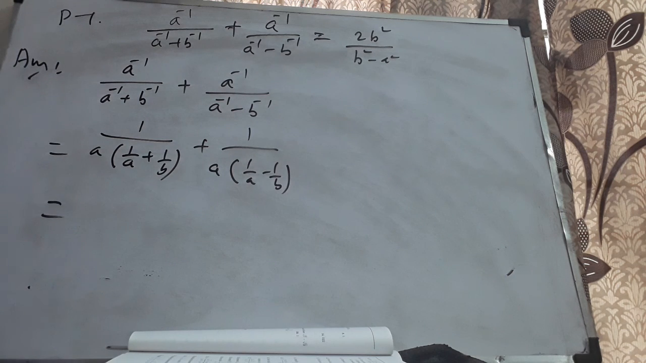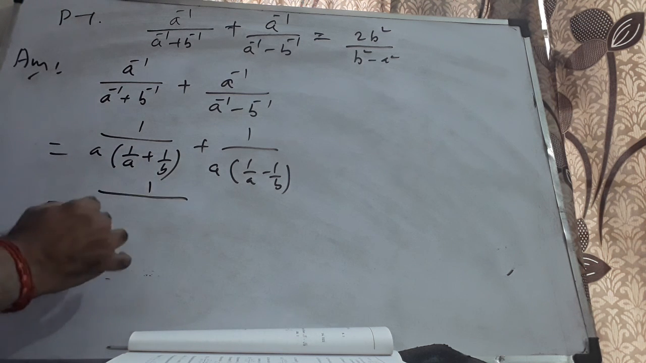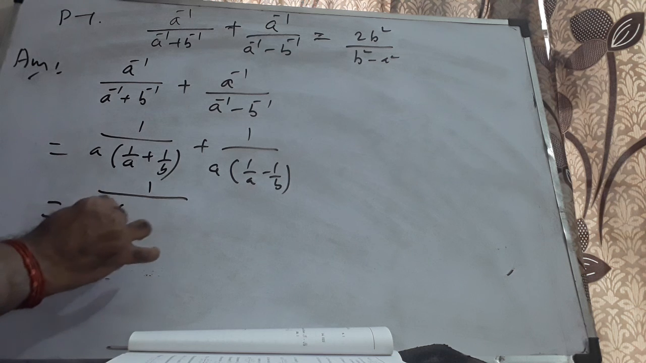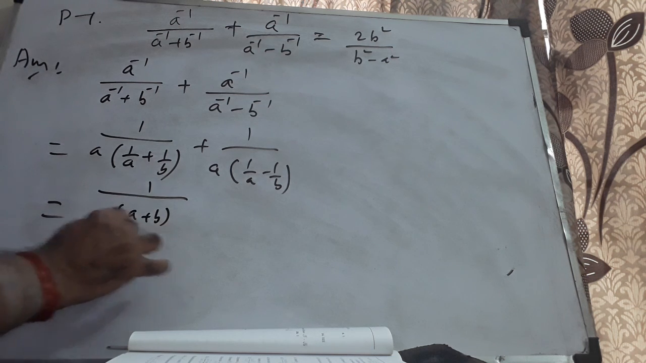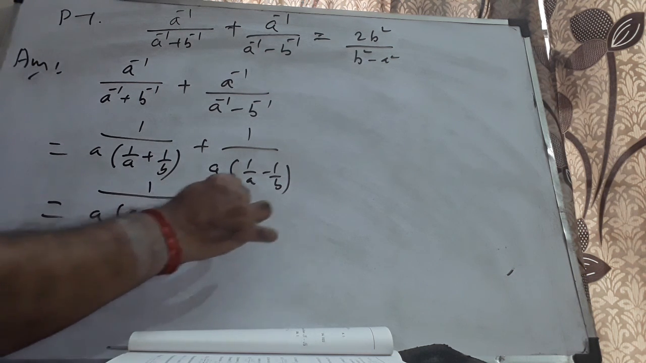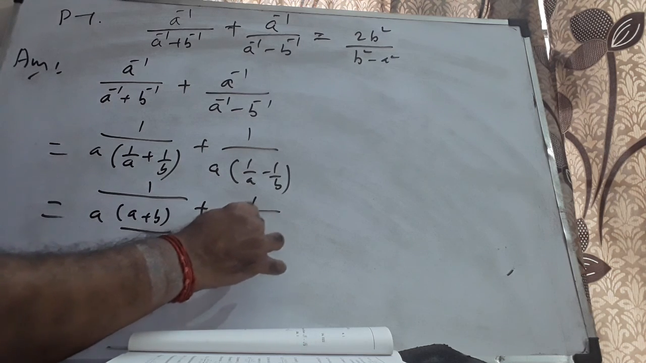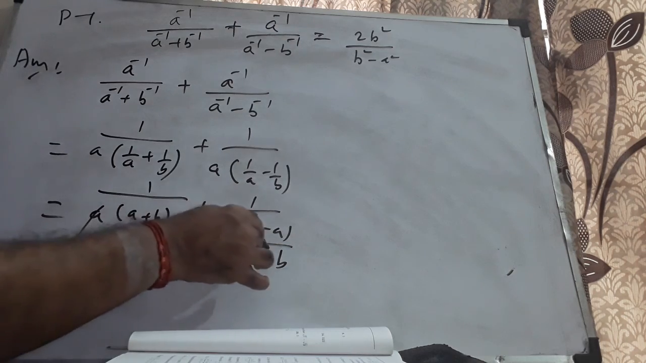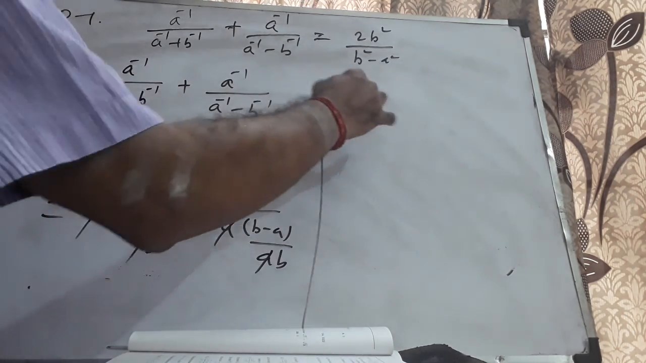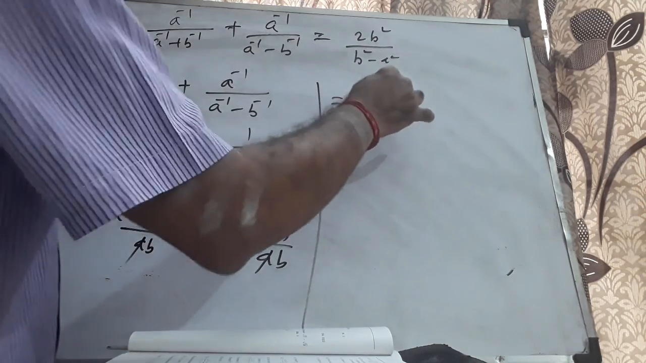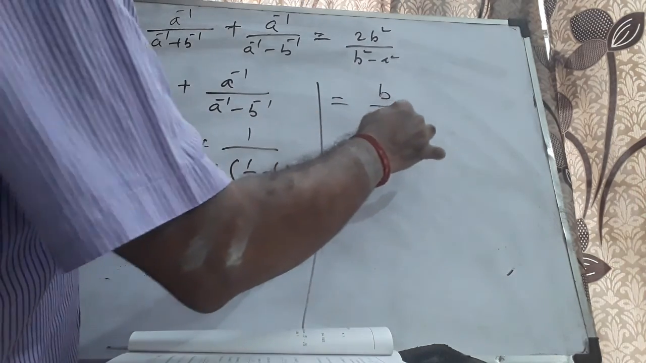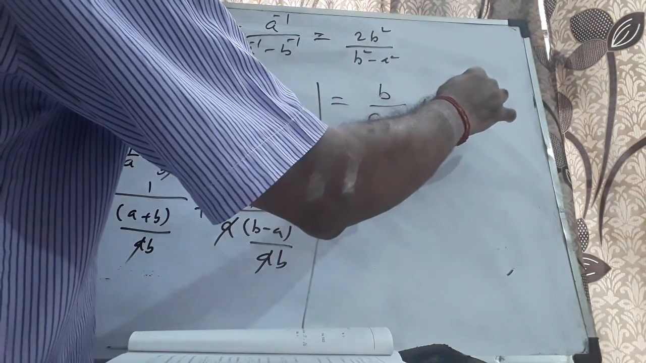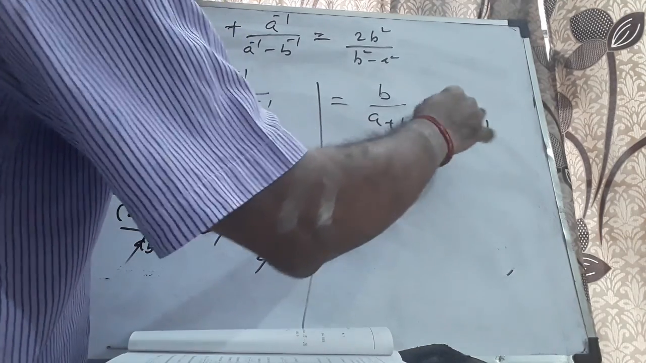Let it be: a^-1 can be written as 1 by a. I'm bringing it to the denominator. This will be equal to 1 by a into (a + b) by ab after taking LCM, plus 1 by a into (b - a) by ab. Here only a gets cancelled, here again only a gets cancelled. This denominator goes to the numerator: b by (a + b) plus b by (b - a).